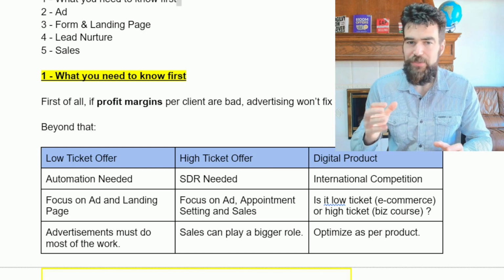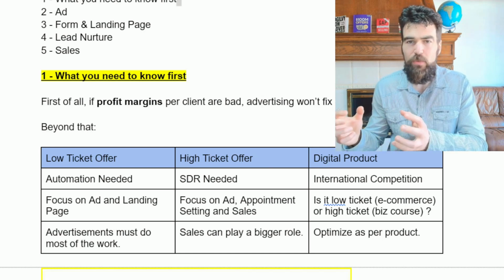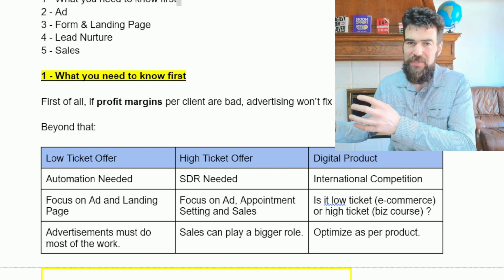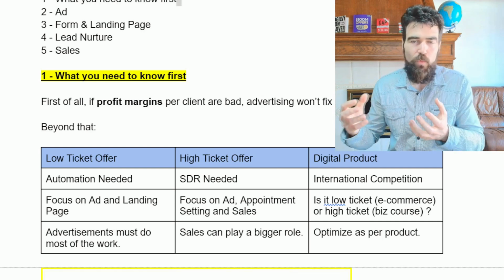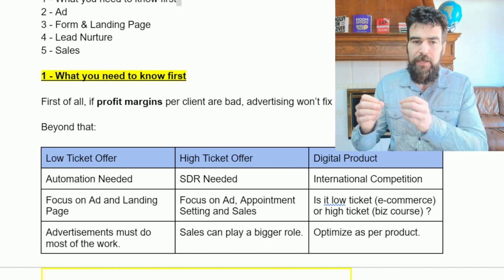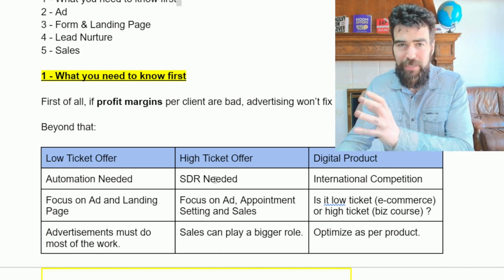One of the first things you need to know is that when a business has bad profit margins, in other words, each client they get, they're not really making that much profit, then advertising won't fix a broken business. So you need to fix that first. Beyond that, I made a table here to compare some things to keep in mind.